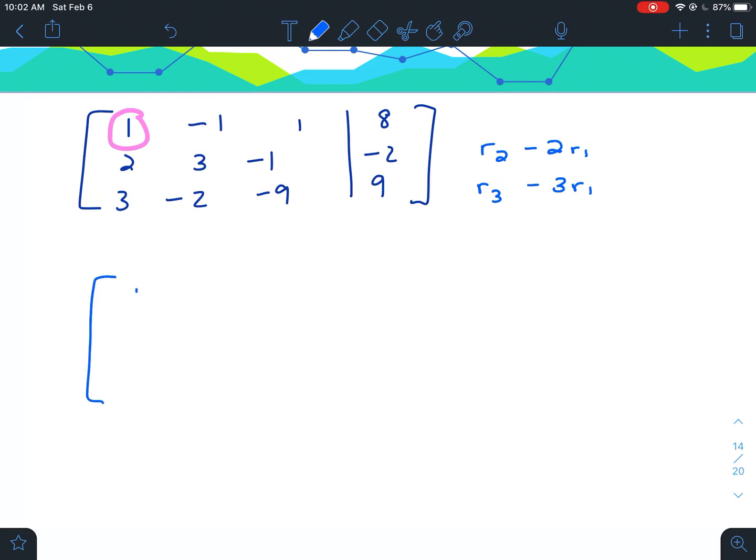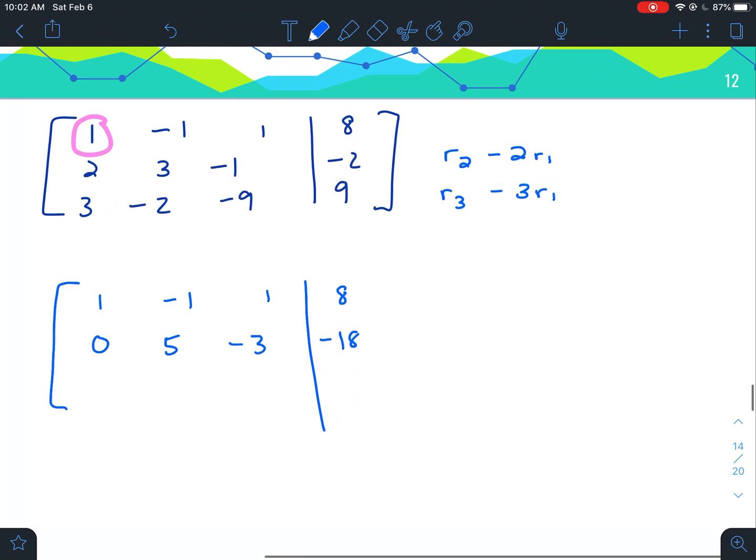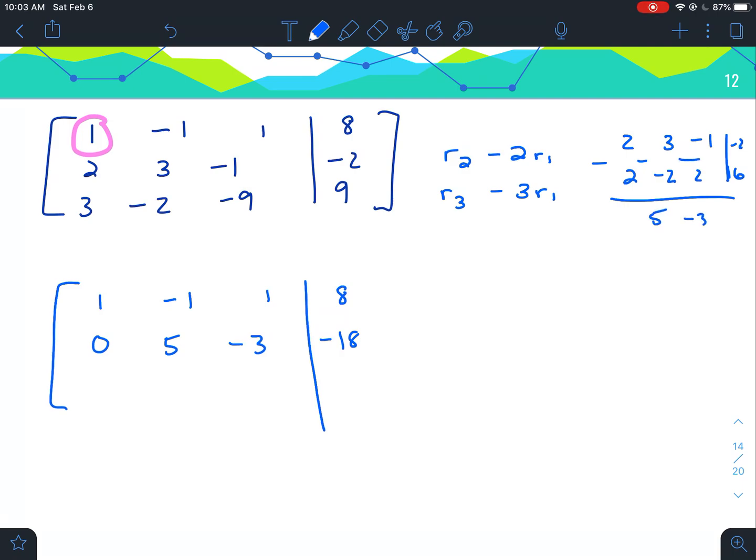And so if I did that, my row 1 is going to stay the same, 1, negative 1, 1, and 8. My row 2, so 2 times row 1, and then subtract it from row 2. So this would be 0, 5, negative 3, negative 18. So 2 times row 1. So this would become 2, 3, negative 1, negative 2. And then 2 times row 1 would be 2, negative 2, 2, and 16. And if you subtracted those, you would get 5, negative 3, and negative 18, which is what we have.